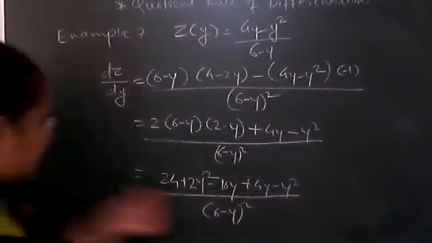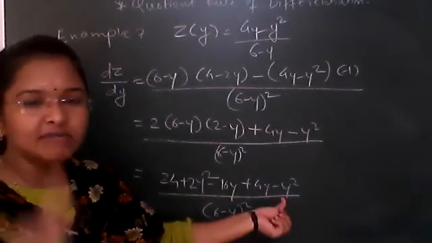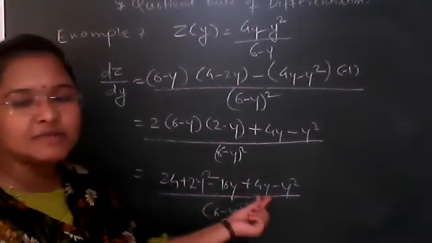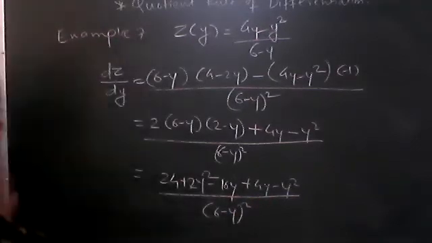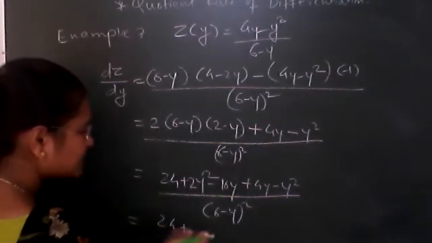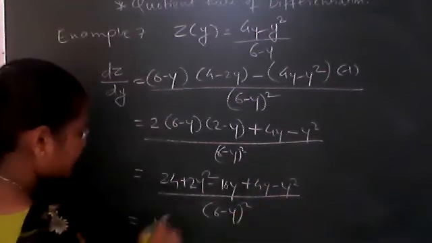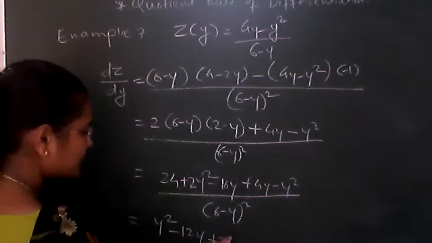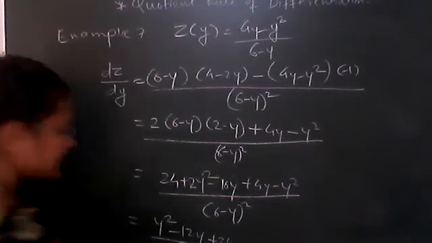Now here 2y square minus y square will be 1y square, and minus 16y plus 4y will be minus 12y, plus 24. So what is the numerator then? 24 as it is, plus 2y square minus y square, which is y square. This will be y square minus 12y plus 24, whole thing divided by 6 minus y whole square.